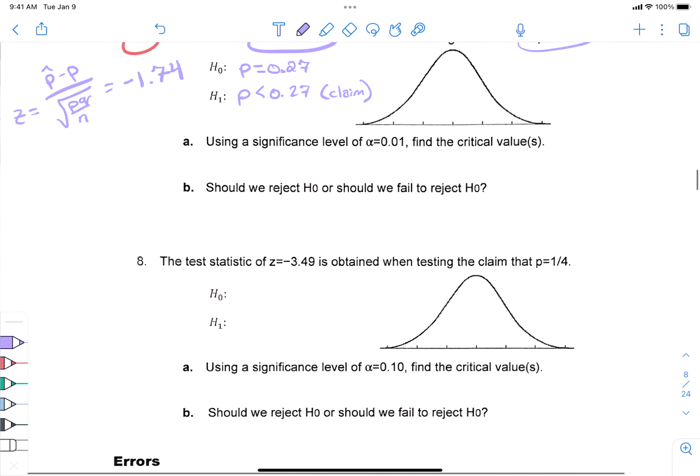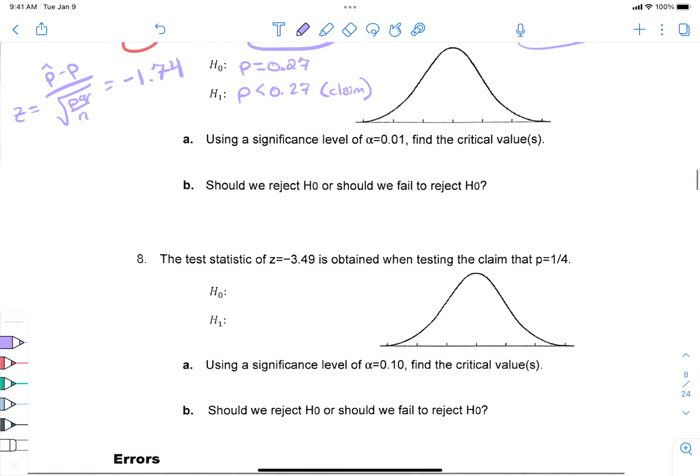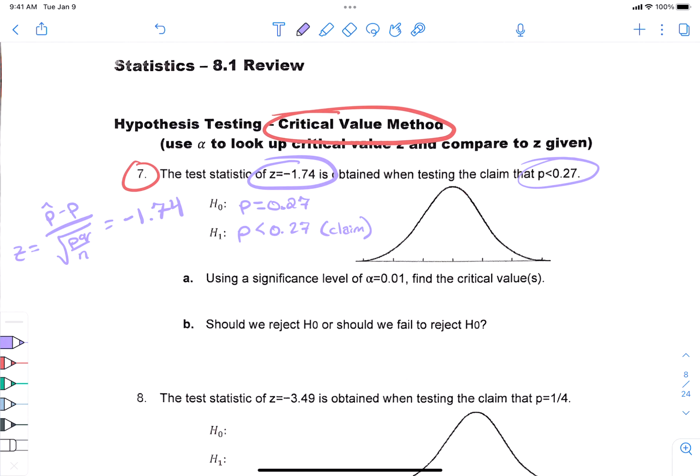Now we're going to do 7 together. You do 8 for homework, and then we're going to talk about errors down here, like things that could go wrong. So we'll do those types of things together. But for right now, we started going through 7, and then I said, oh shoot, I should be recording.